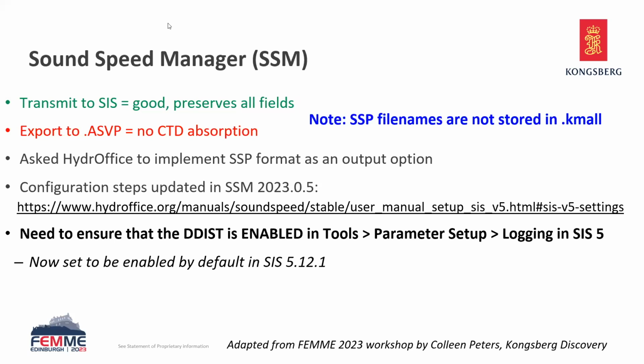Final notes from Colleen here. Again, transmitting to SIS from Sound Speed Manager is good. It preserves all the fields. If you export to ASVP, you lose the absorption data. And in both of those paths, you use the file name of the profile. This is a question that I think Kongsberg and some of the software providers are working on, so that you could preserve the file name all the way through, which is specifically for processing down the line. That's not reality yet.